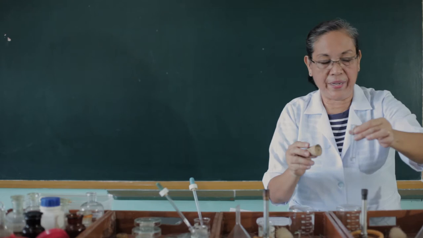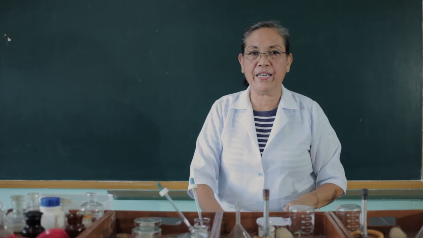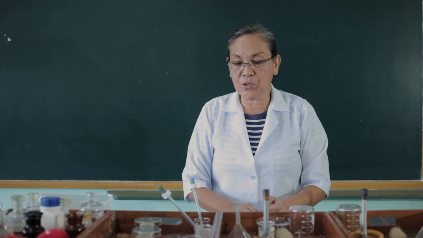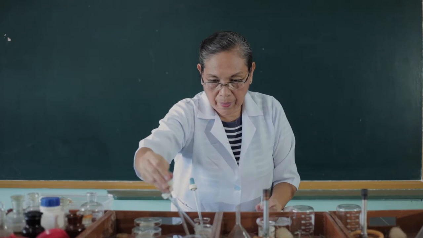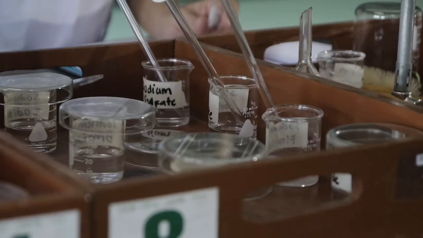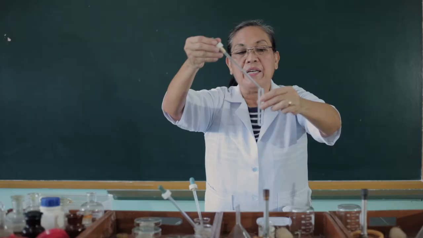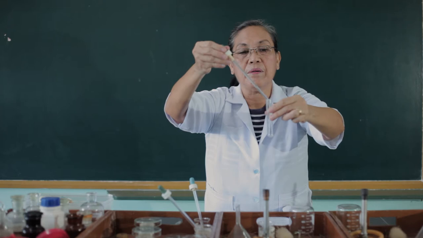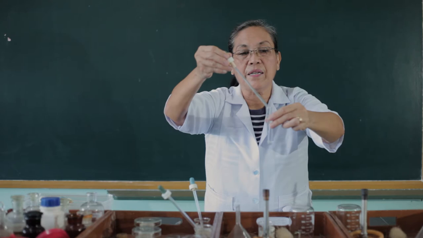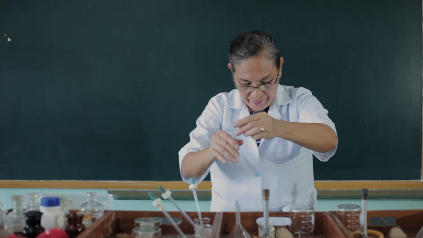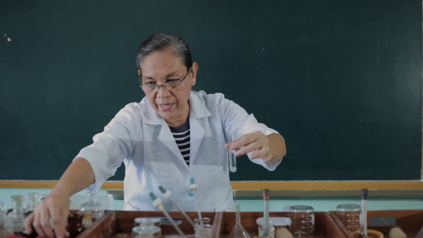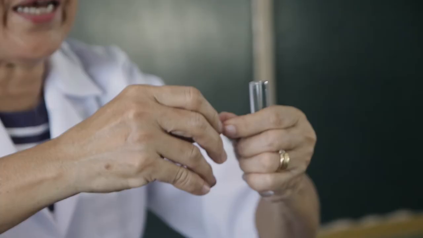The next procedure is to prove the presence of the fluoride and the chloride ions. Let's get a sample of the sodium fluoride. Ten drops. 1, 2, 3, 4, 5, 6, 7, 8, 9, 10. Then let's test whether it's basic or acidic by dropping a litmus paper into it.